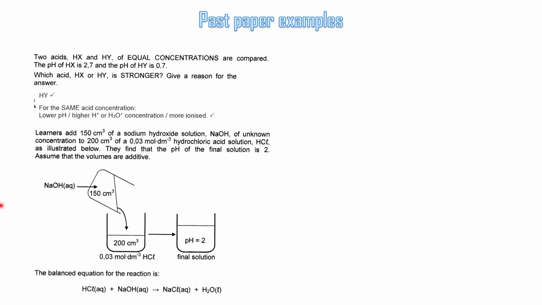The next question. Learners add 150 centimeters cubed of sodium hydroxide solution, NaOH, of unknown concentration to 200 centimeters cubed of 0,03 mole per decimeter cubed hydrochloric acid solution, HCl, as illustrated below. They find the pH of the final solution is 2. Assume the volumes are additive. So here's the NaOH and here's the HCl. Here's the final solution with the pH of 2. The balanced equation for the reaction is given.